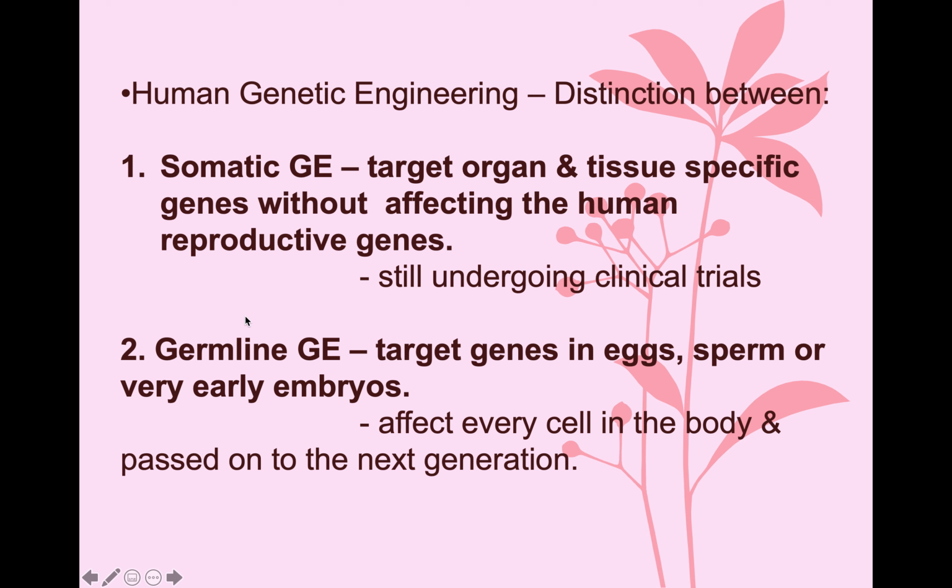If you understand the term somatic or soma cells versus germline, somatic GE targets organ and tissue specific genes without affecting the human reproductive genes, which means that whatever manipulation you did via somatic GE usually will not be passed on to the next generation. It will only affect the individual. But germline targets genes in the eggs, sperm, or very early embryos, those involved in reproduction. So of course it would affect every cell in the body and have a high chance of being passed on to the next generation.